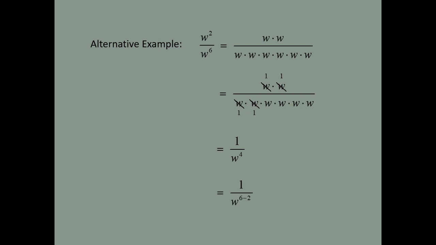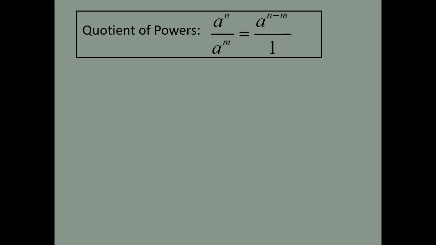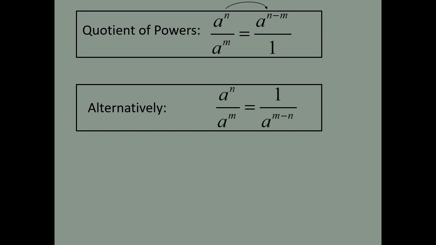This tells us that we should also be able to subtract the top exponent from the bottom exponent, and that will be the case. We will have two different ways that we can state the quotient rule. So here they are. Here's the first version, where we subtract with the top exponent first and put the result in the numerator. The alternative version is to subtract with the bottom exponent first and put the result in the denominator.